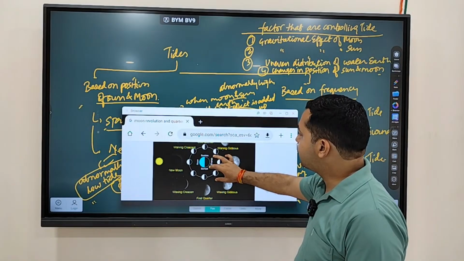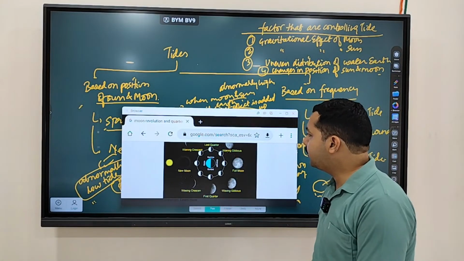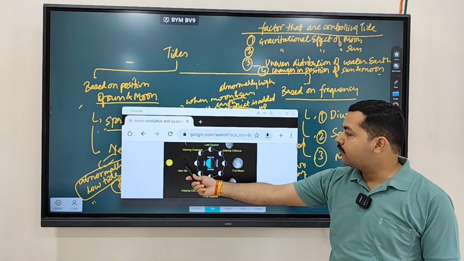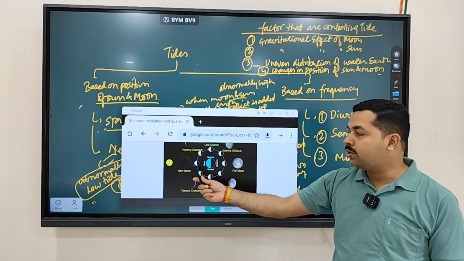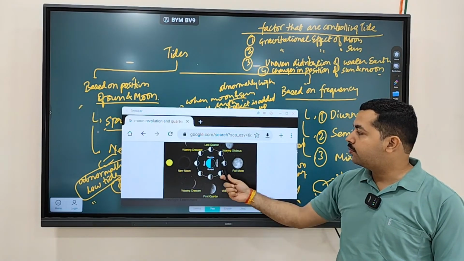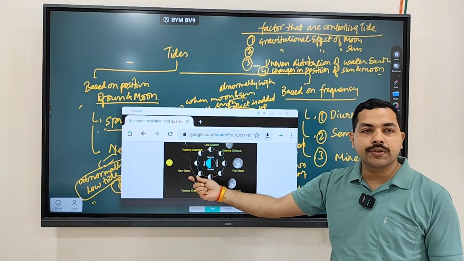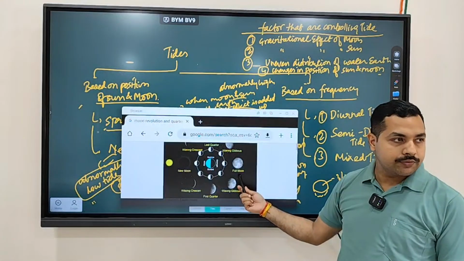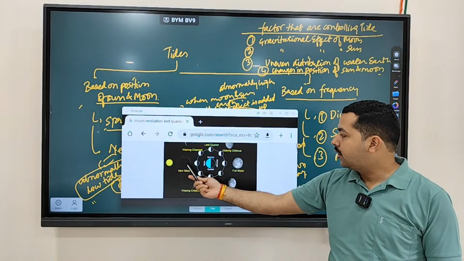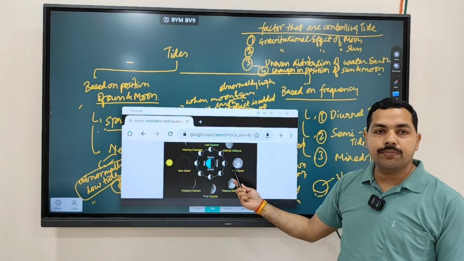So you can see this is the case of new moon. This is the case of full moon. Here the moon is not visible. Here the moon is fully visible. So this is a case of Amavasya. This is a case of Purnima.